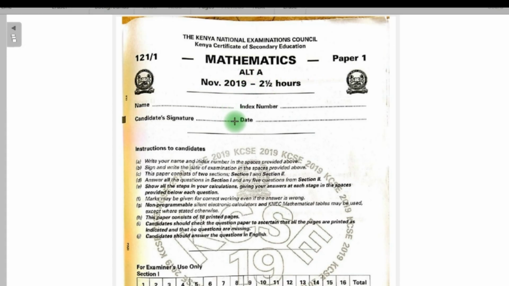I'll take you through Mathematics Paper 1, which was done in the year 2019. So this is the cover page, and therefore just stay tuned towards the end.